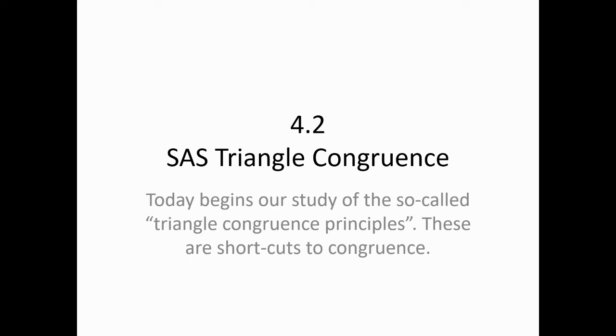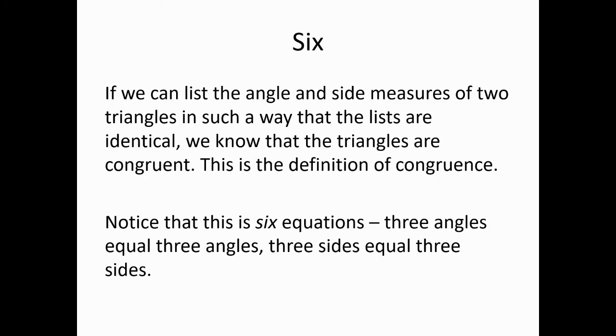And then here in section 4.2, I will lead you up to the congruence postulate for the chapter, so-called SAS Triangle Congruence. We will find that this is a shortcut to congruence. It'll be an easier way, a way that requires less information to prove that in particular triangles are congruent. So let's get started. So here's what we know from the previous section.